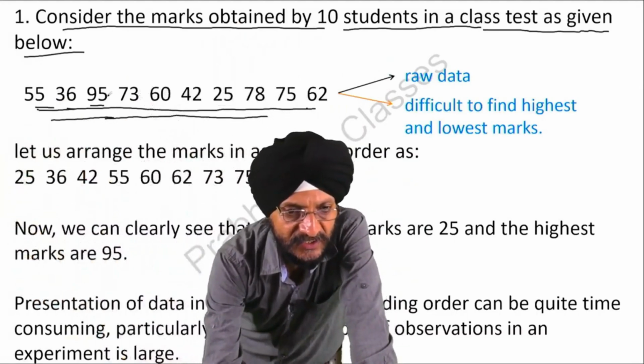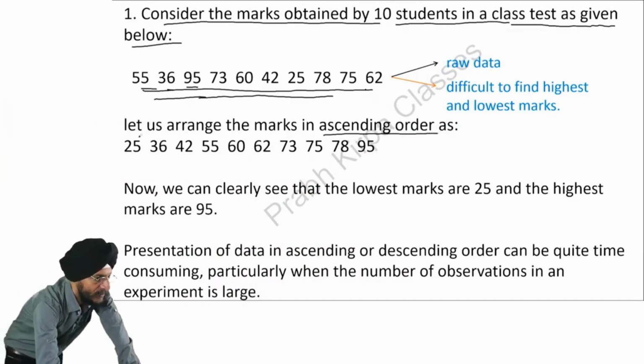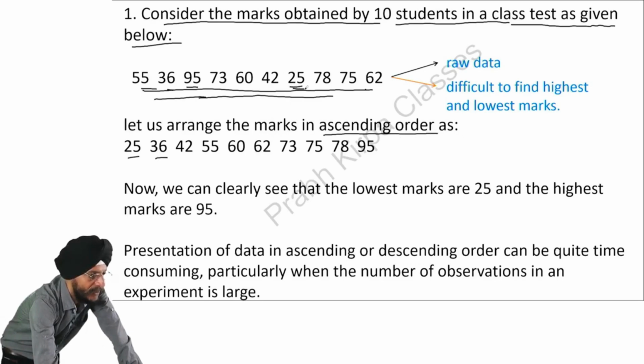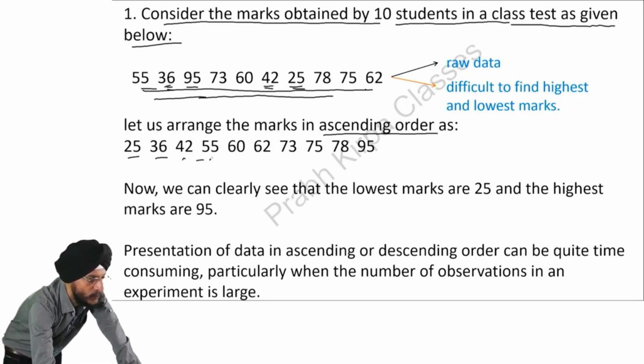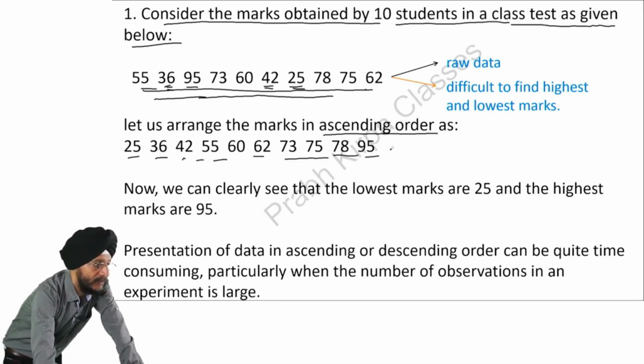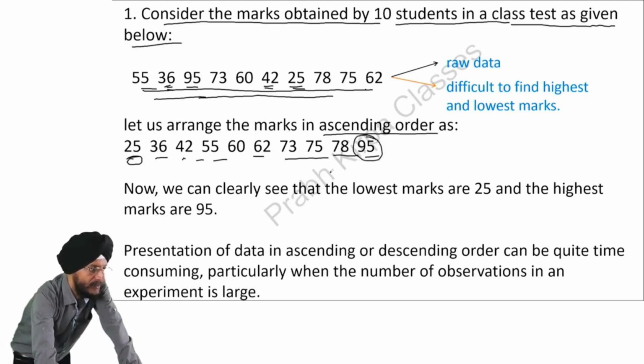Let us arrange these marks in ascending order, in increasing order. Here we have rewritten them. After going through them, we observe that 25 is the lowest mark, after that comes 36, after that comes 42, and so on. In increasing manner, we have rewritten the data. So now we can easily say that the lowest marks are 25 and the highest marks are 95.